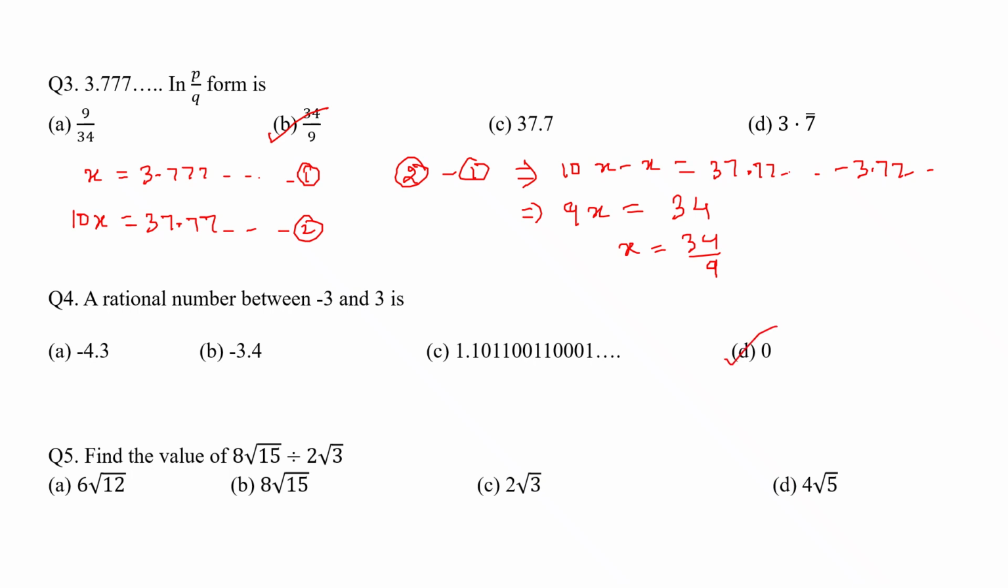Now moving to question number 5. Here you have to find 8 root 15 divided by 2 root 3. We have to find the value of this. So root 15 I can write as root 3 into root 5, divided by 2 root 3. Now root 3 and root 3 cancel. 2 times 4 is 8. So the answer is 4 root 5. So D is the correct option.